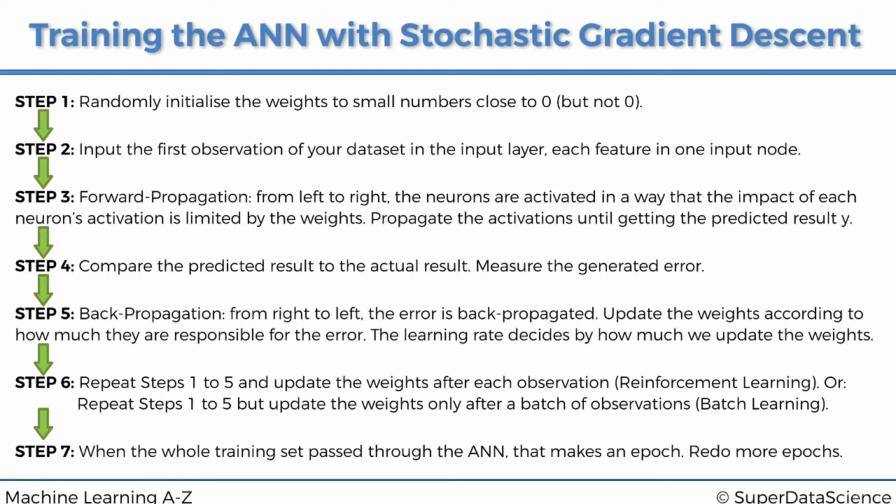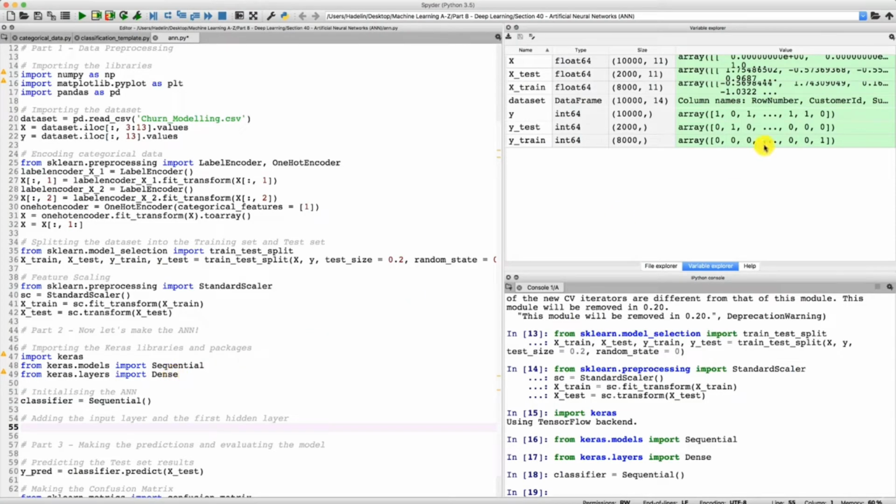Then, next step, our first observation row goes into the neural network. And as we can see in this step 2, each feature is going to one input node. So we already know the number of nodes we'll have in our input layer, and this number is nothing else than the number of independent variables we have in our matrix of features. So what is this number? That is 11 independent variables. So that means that in our input layer, we'll have 11 input nodes.